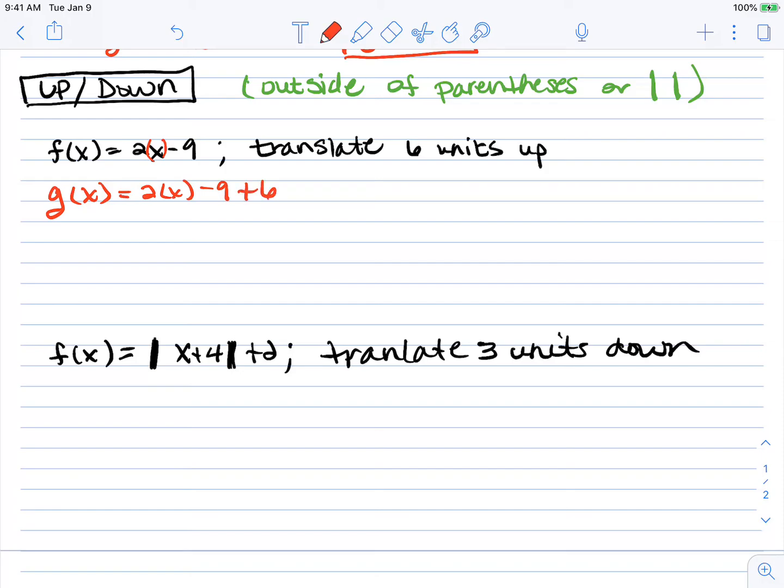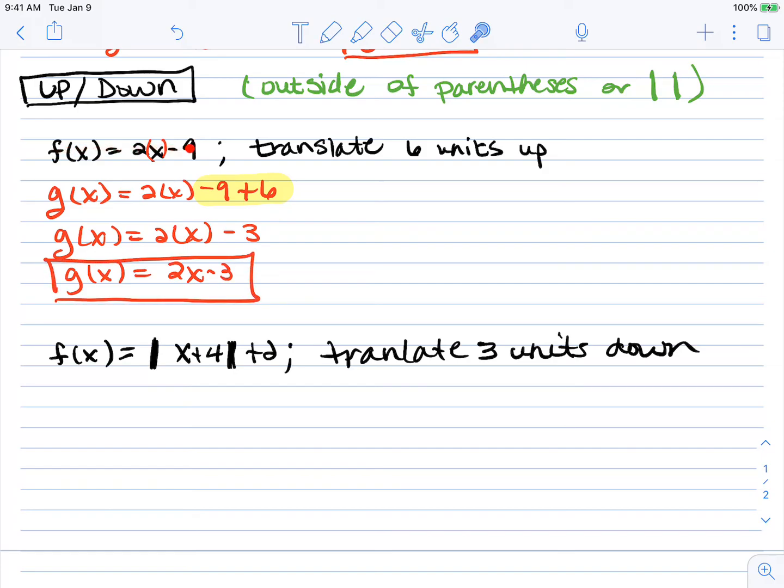And it's outside of parentheses, the negative 9 is outside of parentheses, and the 6 is outside of parentheses. And so it gives me g of x equals 2, and negative 9 plus 6 right here, well, that's going to be minus 3. And I really don't need those parentheses right here, the parentheses that I put in up here, because there's nothing else aside from the x on the inside. So I'm going to say, well, this is just 2x minus 3. Okay, so I was given something in f of x, and when I rewrote it with this translation, I wrote it in terms of g of x.